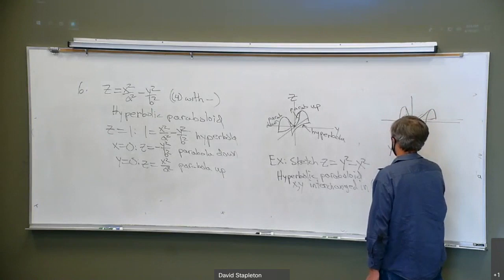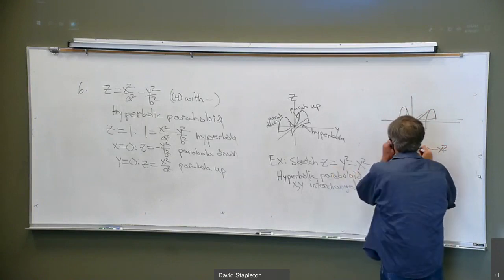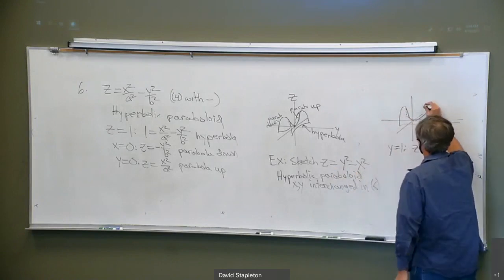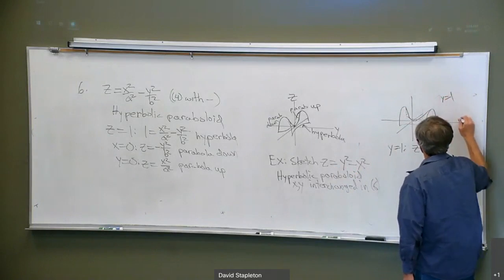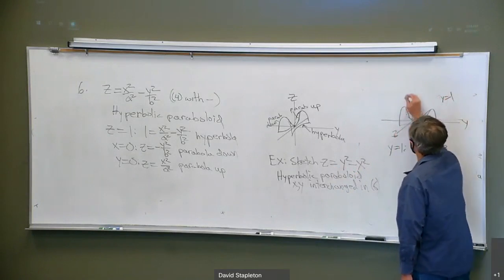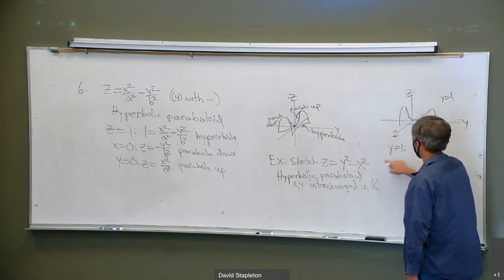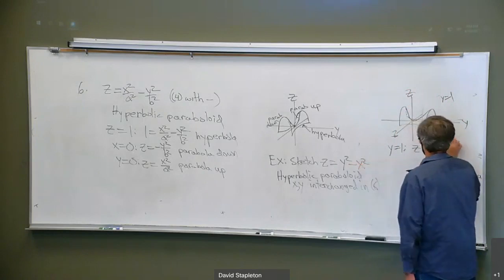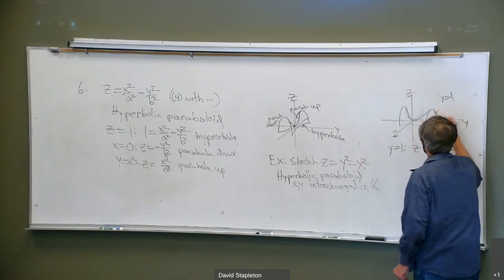y equals 1 trace. Now you've got z equals 1 minus x squared. So in the y equals 1 plane, maybe it's out here, and y equals 1. This is the curve z equals 1 minus x squared. I should draw it a little different. That's what this parabola is right here.